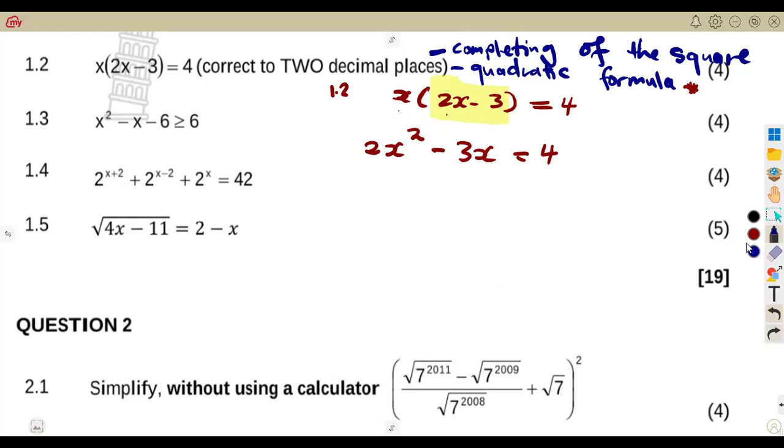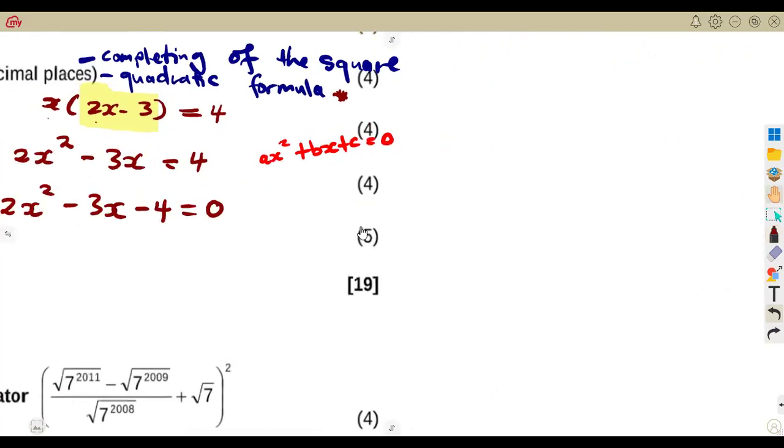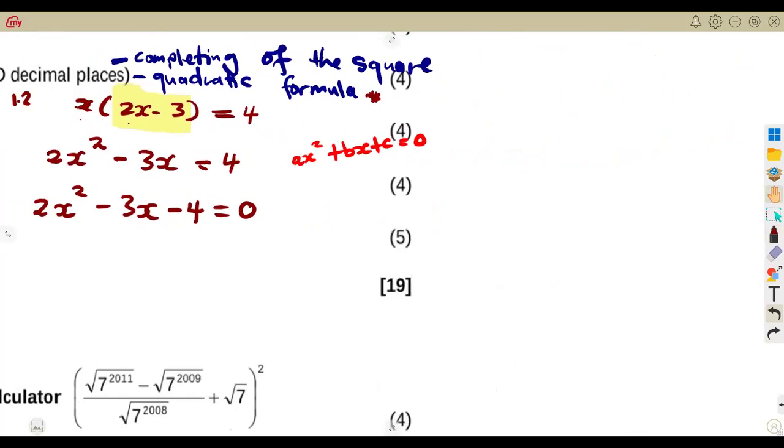So you're supposed to have the format of the equation. Remember your format, ax squared plus bx plus c is equal to 0. So you're going to take the constant to the other side of the equation so that we remain with one side being equal to 0. That is going to give us 2x squared minus 3x, and 4 to the other side is going to give us a negative 4, equal to 0.